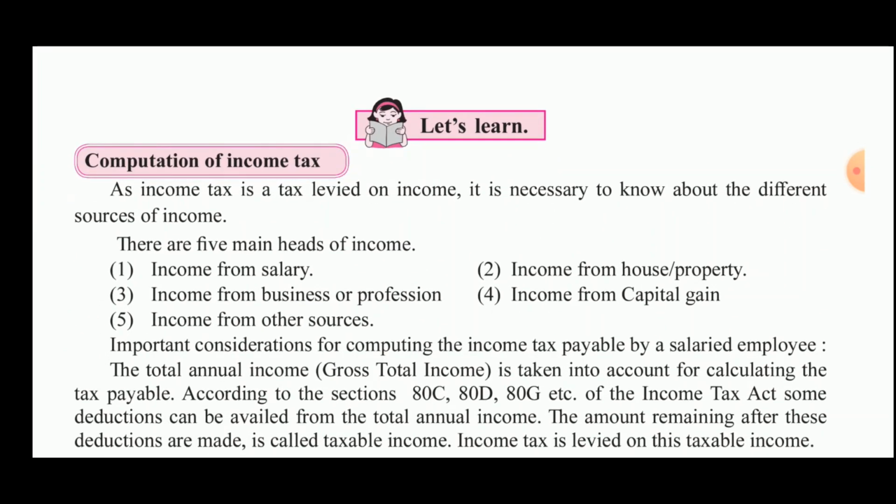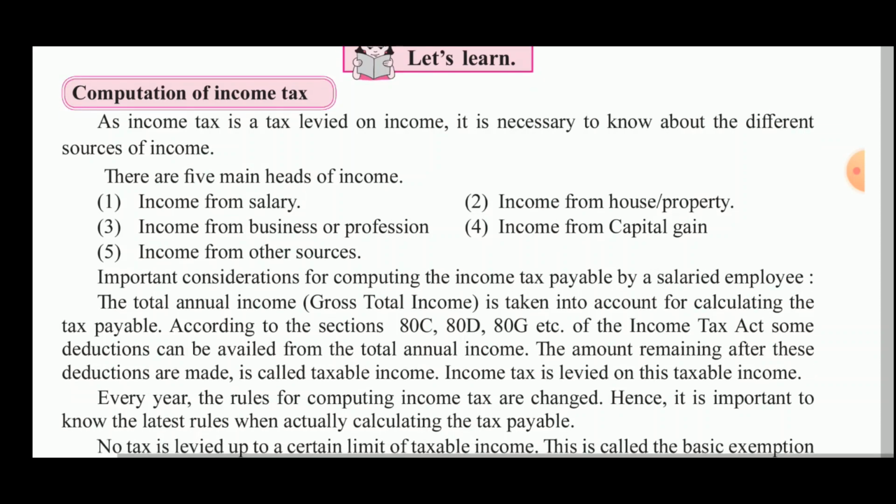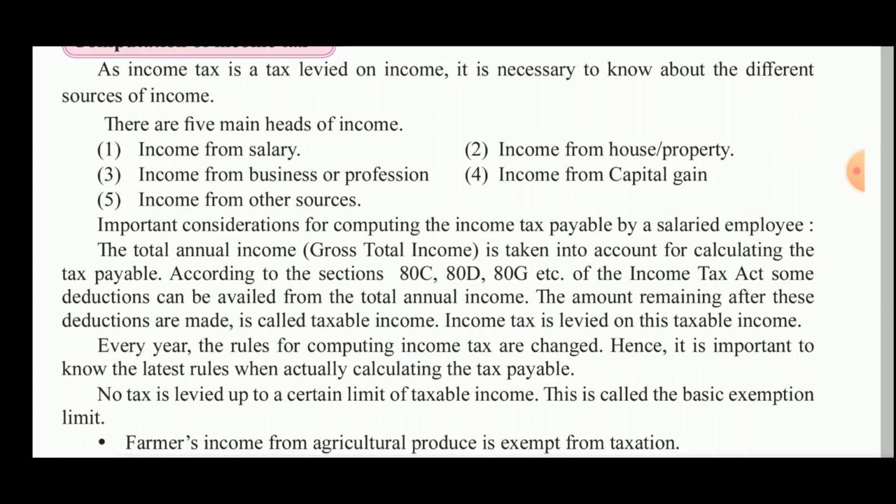Now, how is this income tax calculated? Income tax is a tax levied on an income. It is necessary to know about the different sources of income. Now, there are five main heads of income: income from salary, income from house or property, income from business or profession, income from capital gain, and income from other sources.